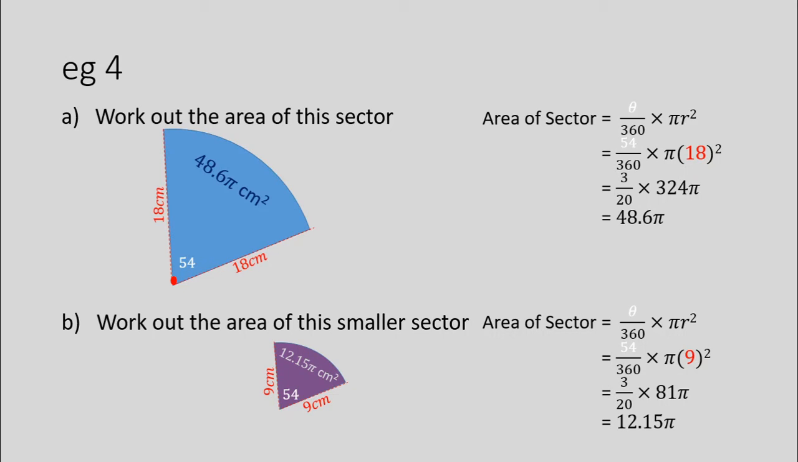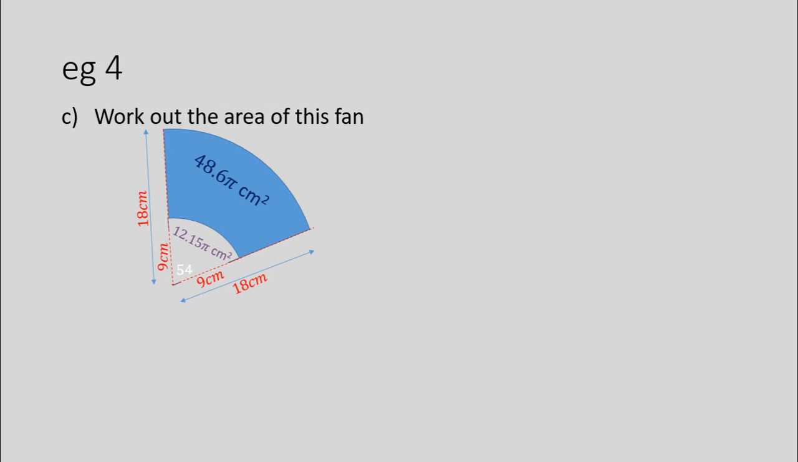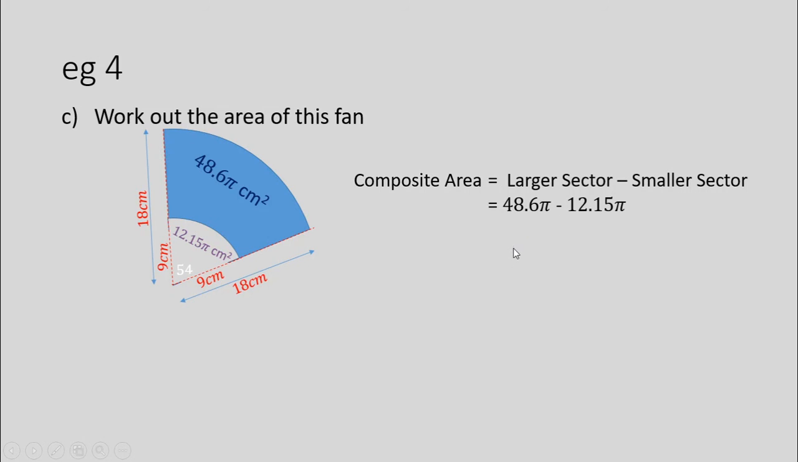Part C. I've got my two areas for the big sector and the small sector. What about the area of this fan? Notice that this fan shape, and that is a word that we often use in math to describe a shape like this, is the big sector minus the little sector. And we've just worked out those two areas exactly in terms of pi. So the composite area, or the area of this fan, is the large sector minus the small sector. That's 48.6 pi minus 12.15 pi.